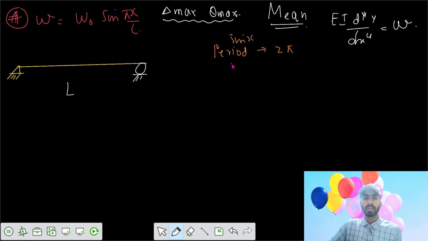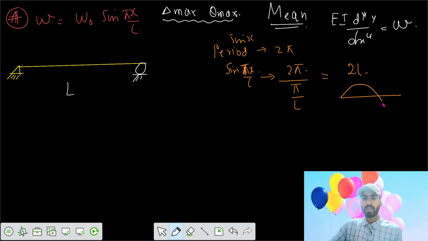Similarly for your function sine pi x by L, your period becomes equal to 2 pi by that constant a. The value of constant a is pi by L, so your period becomes equal to 2L. If your period is equal to 2L, that means after 2L it would repeat, so it's your L and it's your L. So your loading intensity would be only this part.